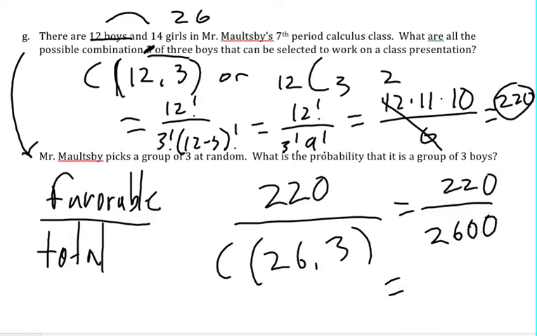And if we wanted to simplify that or work that out as a decimal value, what we get is about 0.08461. So if you move the decimal 2 places, what you can say is there's about an 8% chance that a group of 3 is going to be all boys.